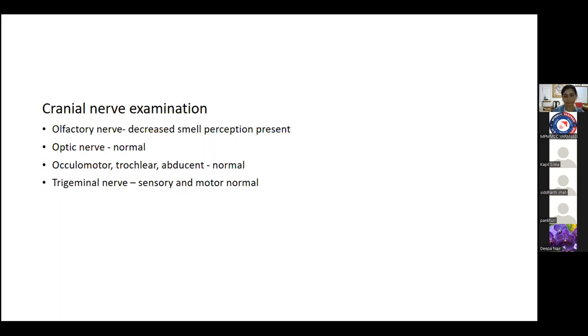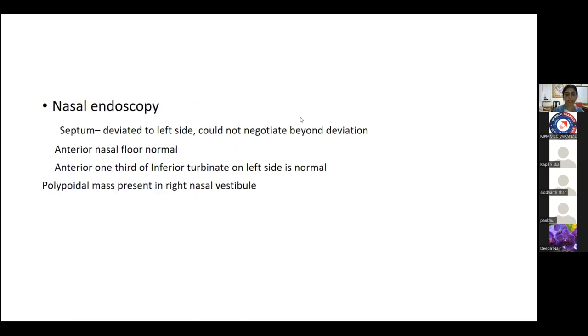You can test the trigeminal nerve with eyes open, because the cornea is a very sensitive part, with a cotton-based test for the trigeminal nerve. But you need to do it properly so that the patient is not biased. And motor? For motor, we can ask the patient to clench the teeth, and we can feel the tightness of the masseter and temporalis. Simultaneously, we can see the jaw jerk by hammering over the lower jaw, and we can see the deviation of the jaw. Okay, great. Coming to nasal endoscopy, septum was deviated to the left side, could not negotiate beyond the deviation.